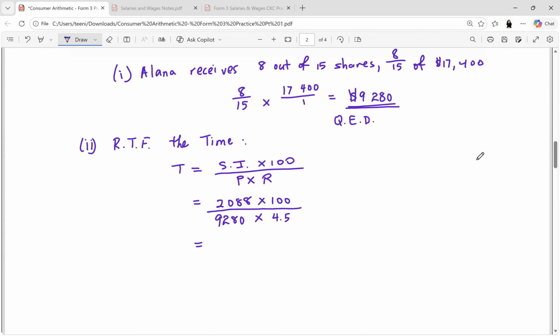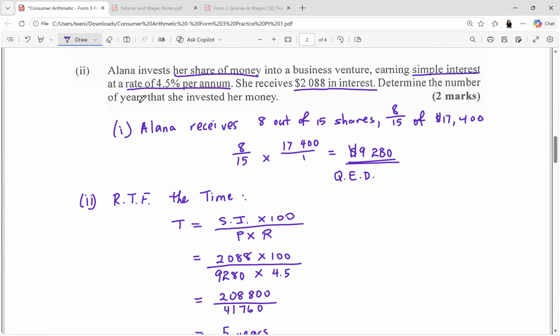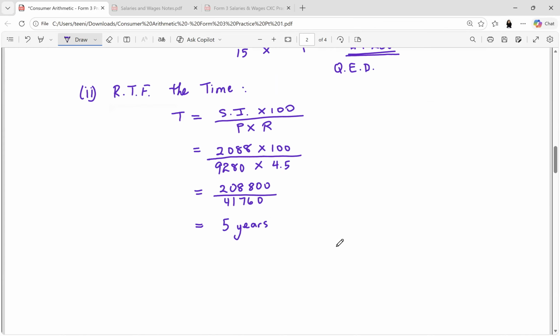So now we work this out on your calculators. You do 2088 times 100, which will be 208,800, all over 9280 times 4.5, which is 41,760. So then this will give me 208,800 divided by 41,760, and that gives me 5 years. So the number of years that she invested her money is 5 years.